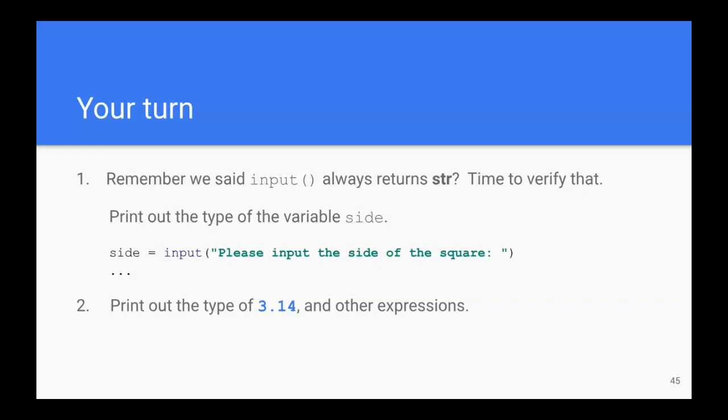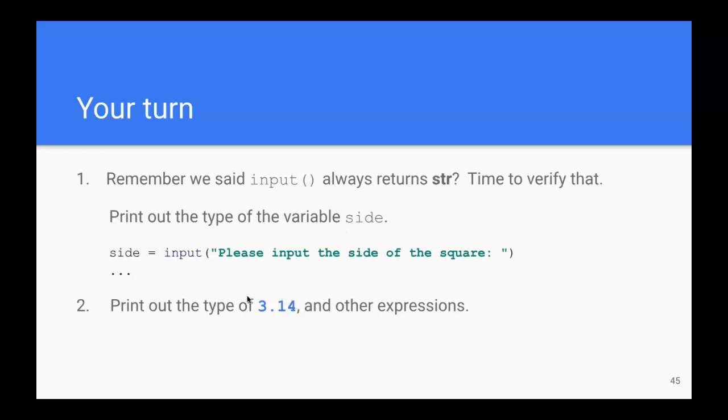So here's another simple exercise for you. Remember what we said when we use the input function. We said that what it returns is always a string. So you can verify that after this statement, when we assign the return value of input to the variable side, you can try to print out the type of the variable side, and hopefully you'll see that it's a string.